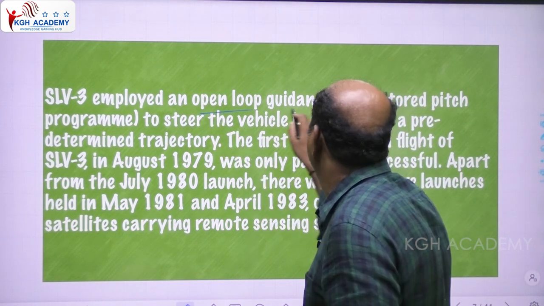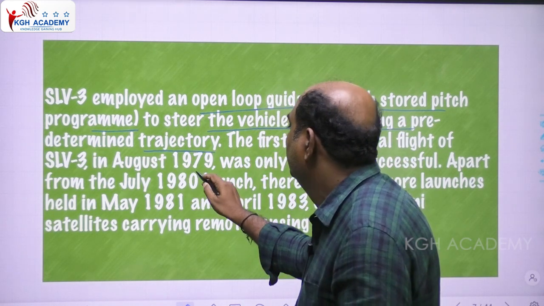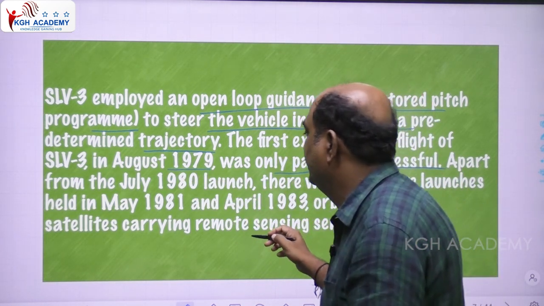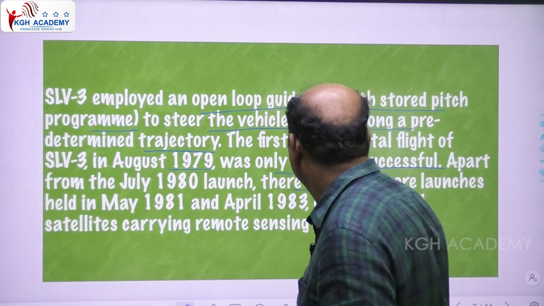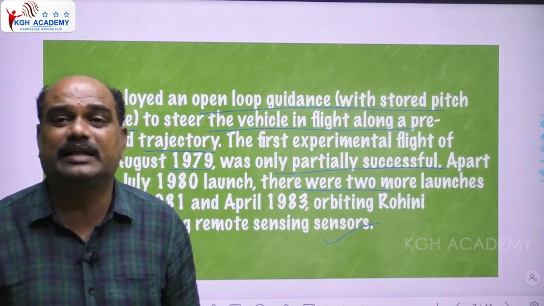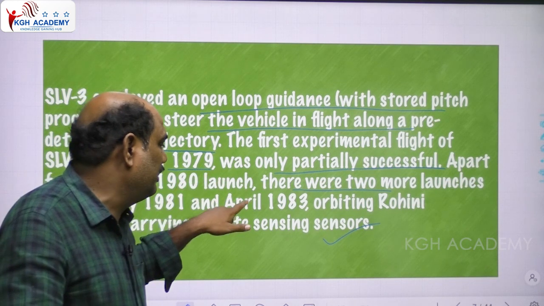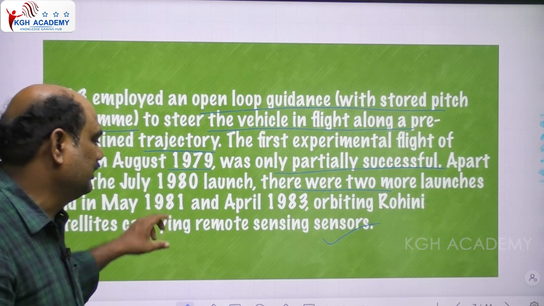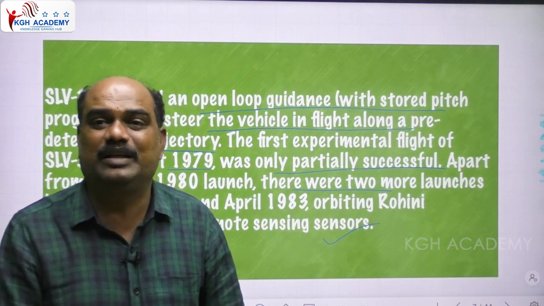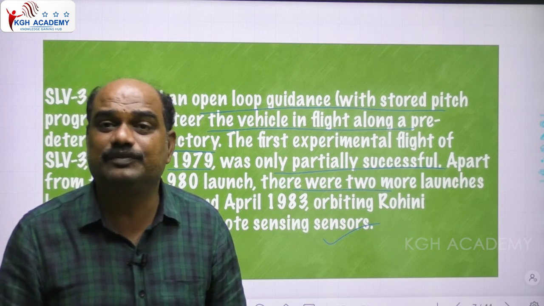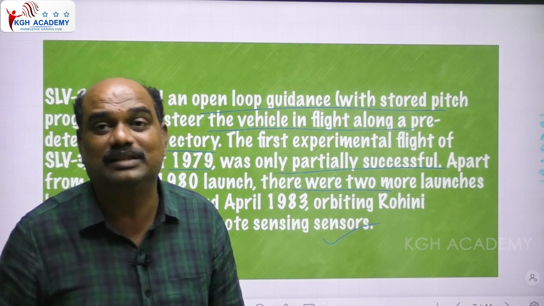Next, SLV3 employed an open loop guidance with stored pitch program to steer the vehicle in flight along a predetermined trajectory. The first experimental flight of SLV3 in August 1979 was only partially successful. Apart from the July 1980 launch, there were two more launches held in May 1981 and April 1983, orbiting Rohini satellites carrying remote sensing sensors. These are the launches that put several satellites into space, called the Rohini series of satellites. The unique feature of these Rohini satellites is that they are absolutely meant for remote sensing.